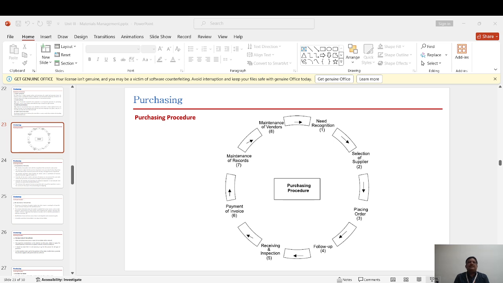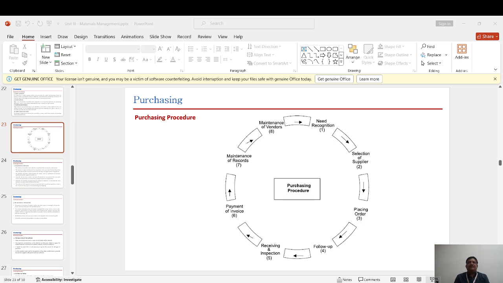Next is receiving and inspection. Once we place the order and the follow-up is made, then we get the materials. The receiving department receives the materials supplied by the vendor. The quantity is verified, and as per the purchase order, all the items are checked. Then we also check whatever quality is required. We also see that everything is in good condition, with no damaged piece.